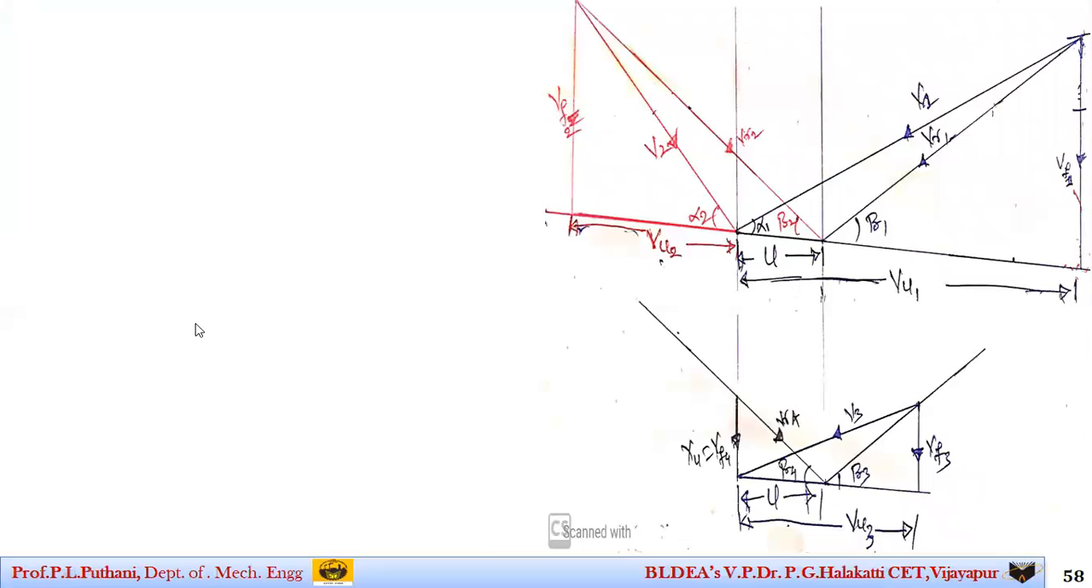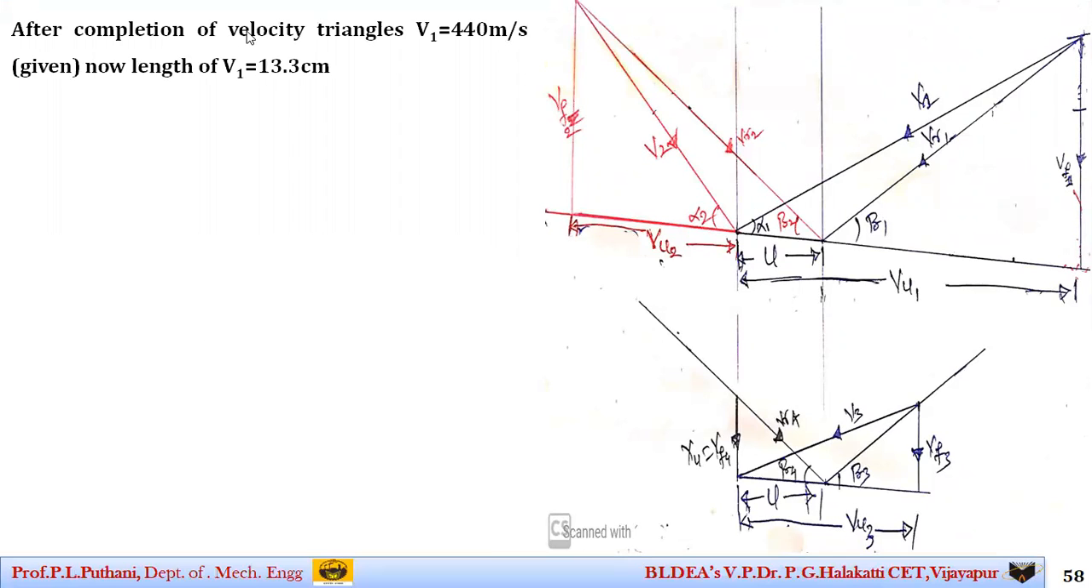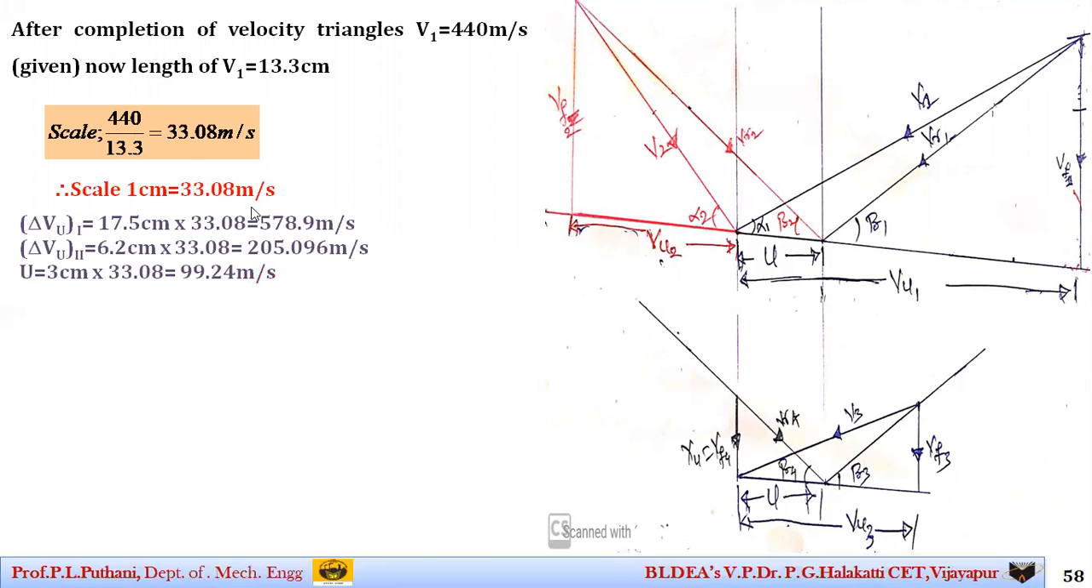So once you have got in centimeters, as I said, after completion of the velocity triangle, V1 value is 440 meters per second, and my measured value through the scale is 13.3. I will divide 440 by 13.3, and I get the value as 33.08 meters per second, which means now the scale is 1 centimeter is equal to 33.08 meters per second. Everywhere make the conversions by multiplying with this factor 33.08 meters per second.